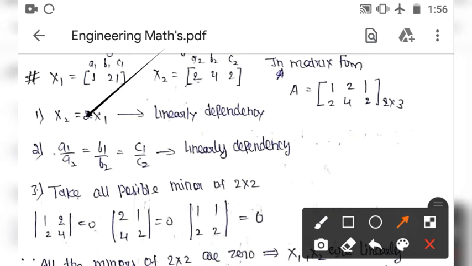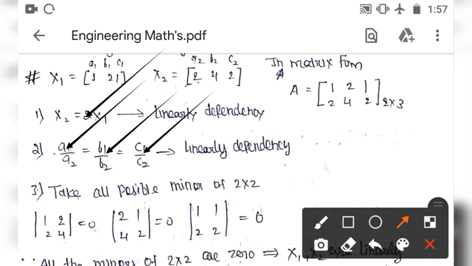Another technique to find whether there is any dependency or not is to find the ratio a1 by a2, b1 by b2 is equal to c1 by c2. If it is so, it will give you the linear dependency. So you can check any given matrix whether it is linearly dependent or independent.